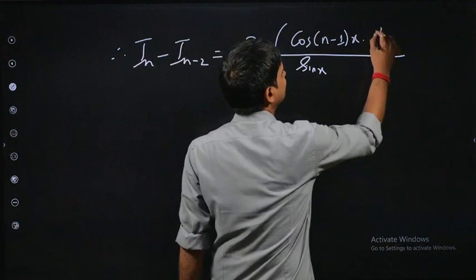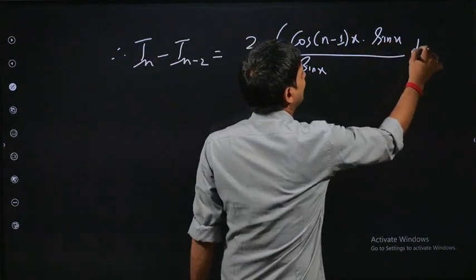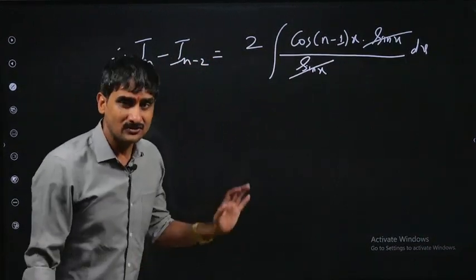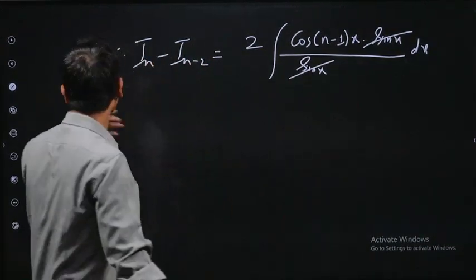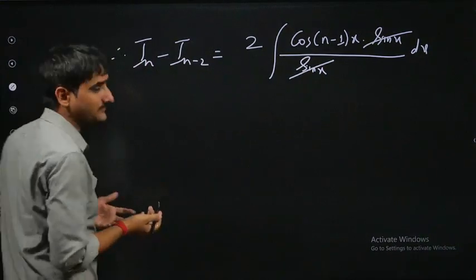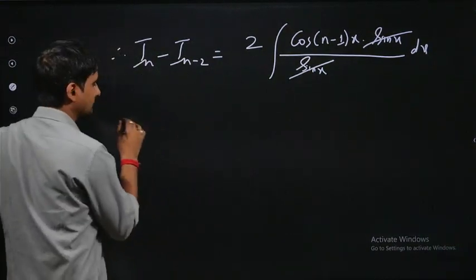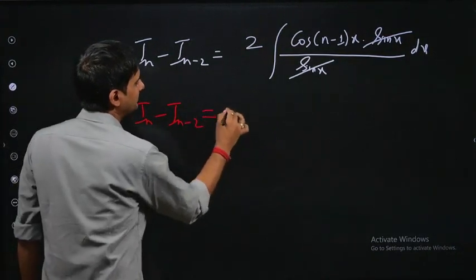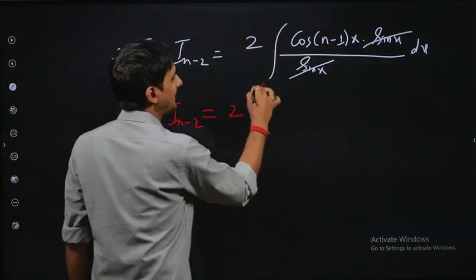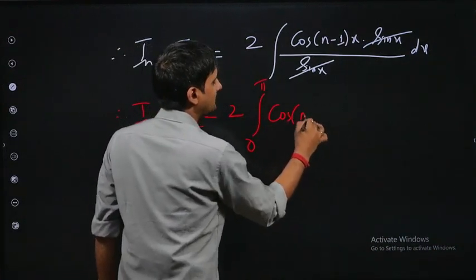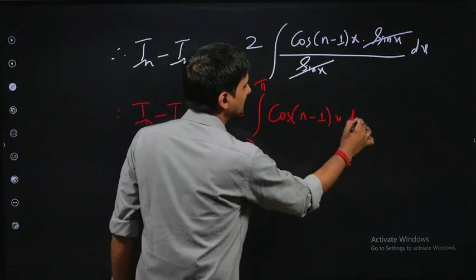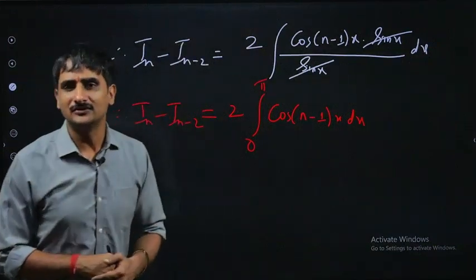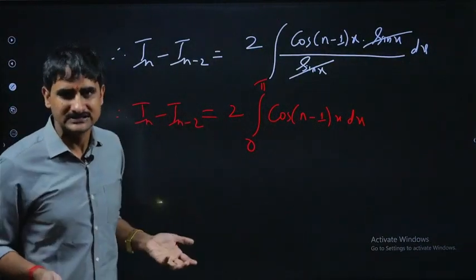See, there is the point. Now you got rid of it. We got rid of sine x. So now if we have to integrate it definitely, I will write it as, of course, 2 times the integral from 0 to pi of cos of (n minus 1)x dx. See, now it's done because the integral of cos t is sine t.